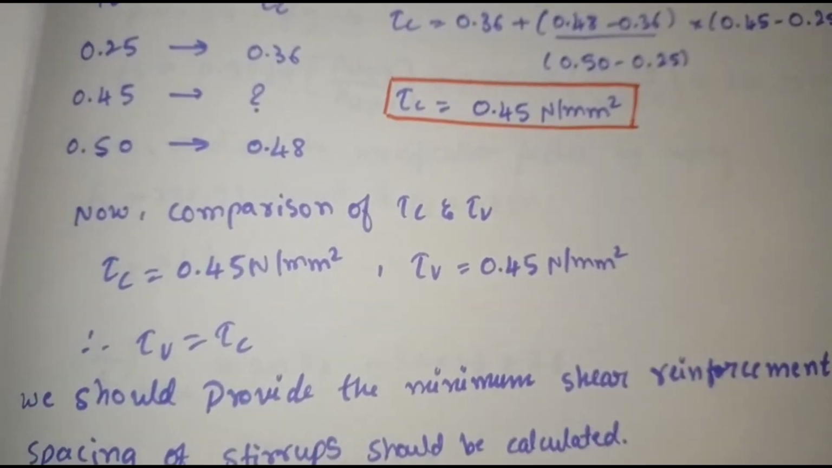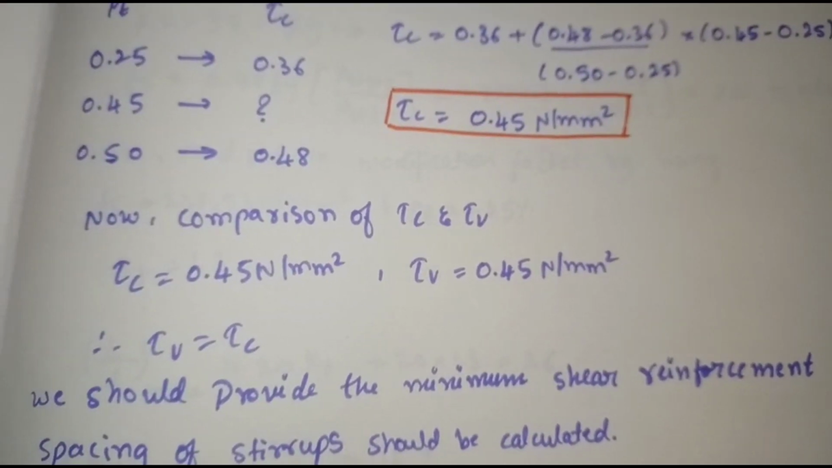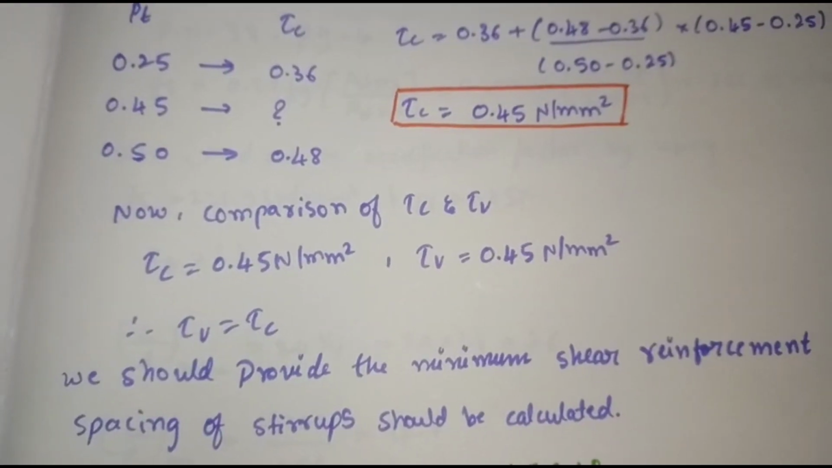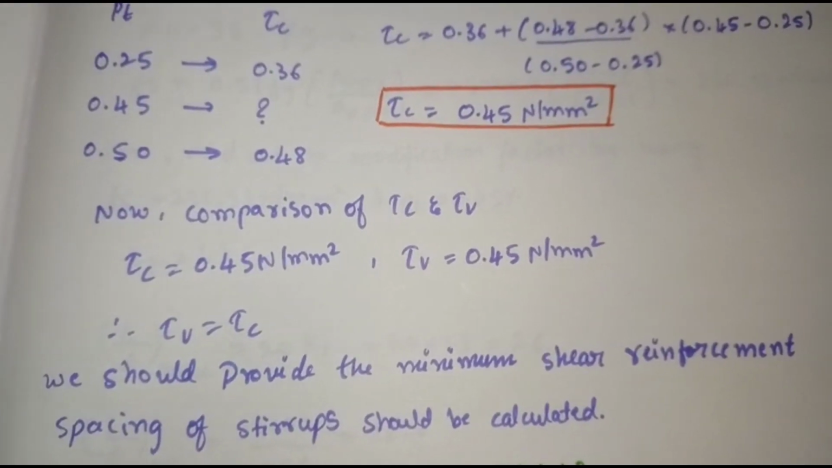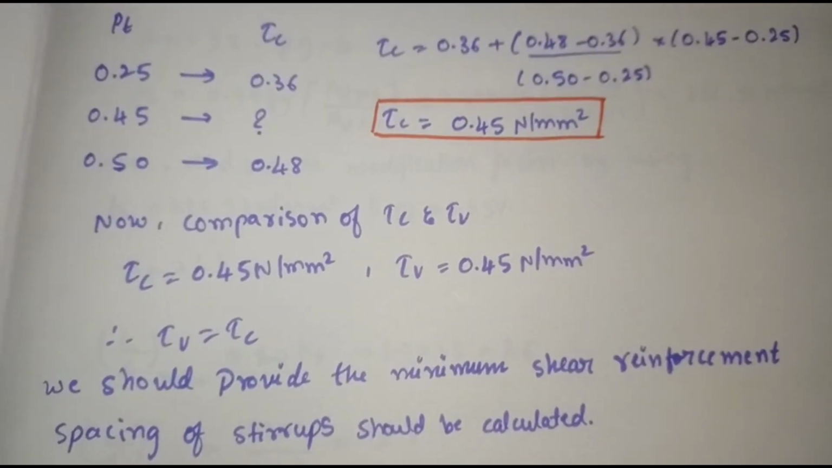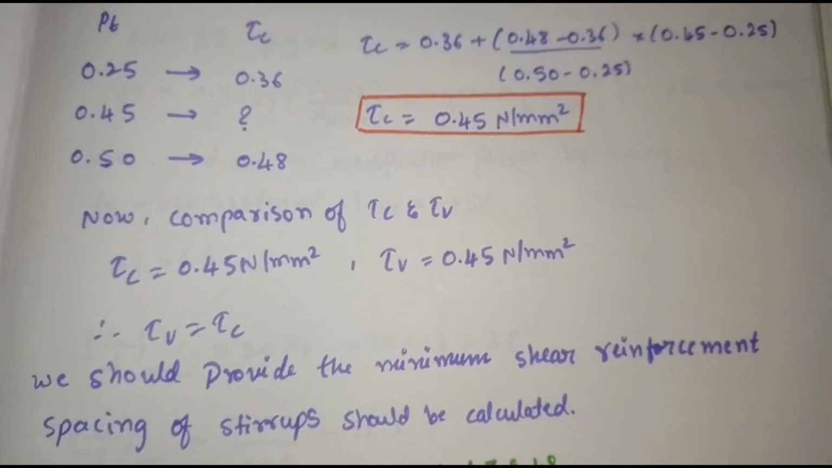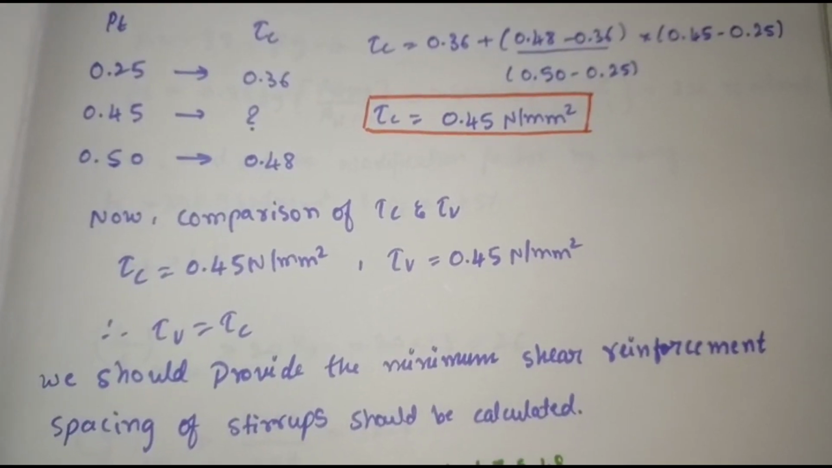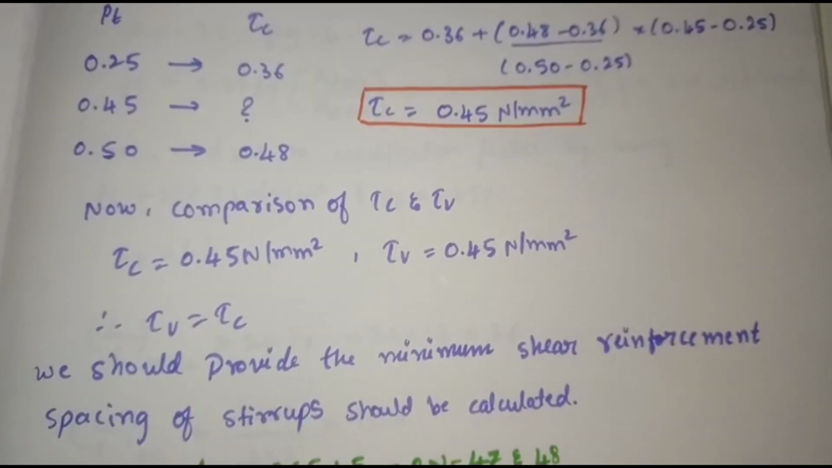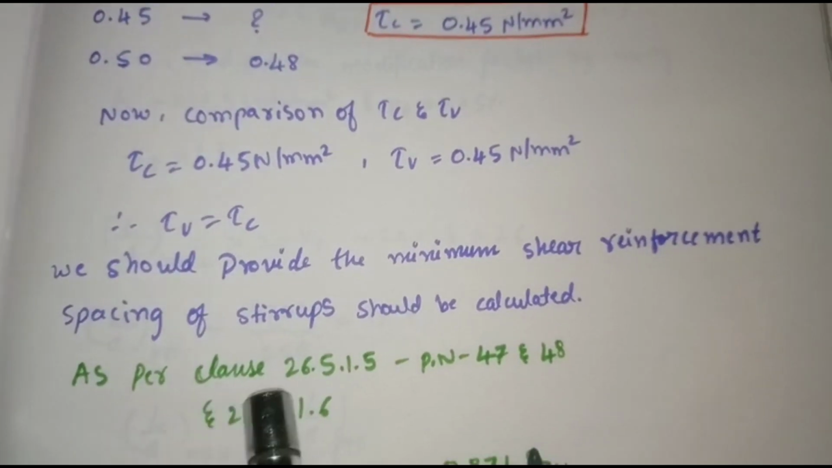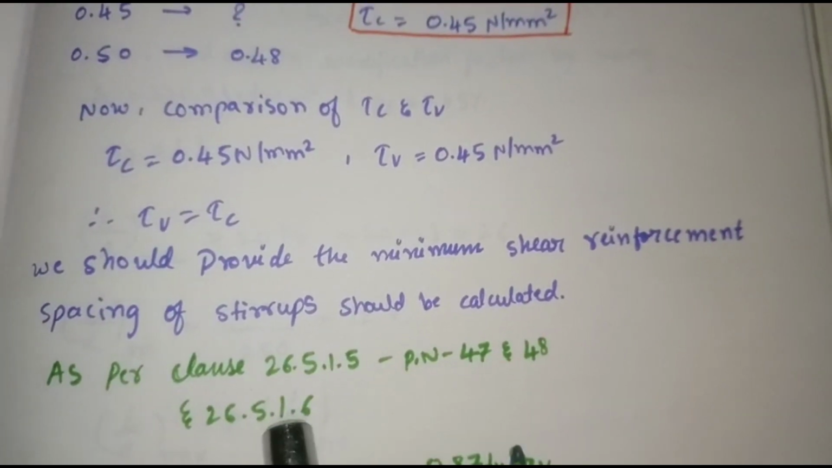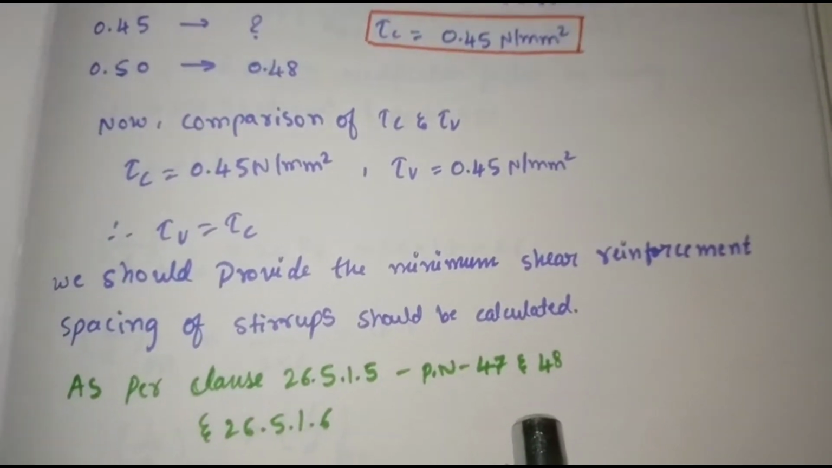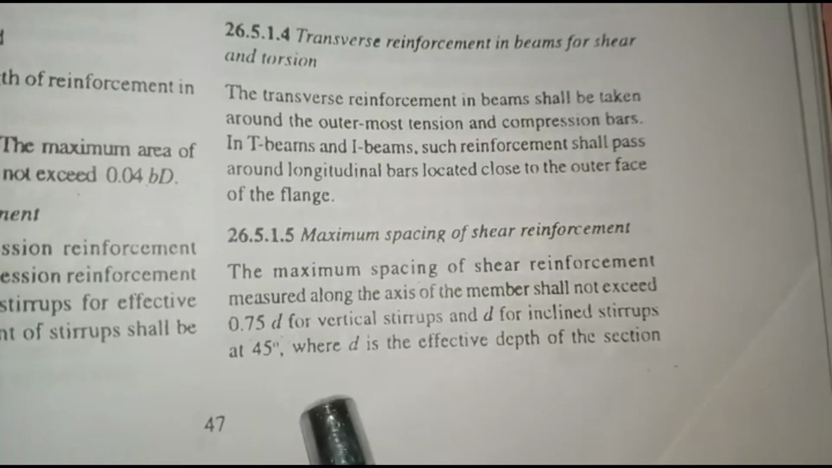For that, again we will go for the codebook rule. So what does it say, for the calculation of spacing of stirrups as per IS 456:2000, clauses 26.5.1.5 and 26.5.1.6 on pages 47 and 48. So we'll see what it says. This is page number 47.